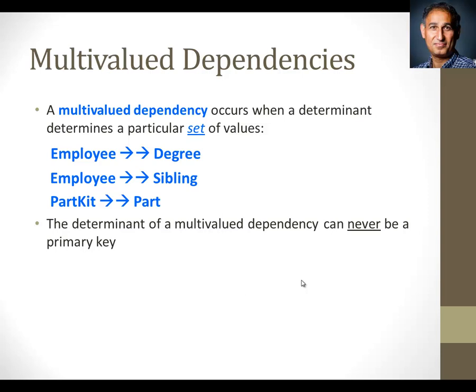A multi-value dependency occurs when a determinant determines a particular set of values. For example, employee has AA degree or bachelor degree or MS degree or PhD degree. There are multiple values for the same cell. Other examples will be employee siblings, employee phone number, or any other example that applies on different entities. In these cases, the determinant of multi-value dependency can never be a primary key, which means that the employee degree cannot be used as a primary key.